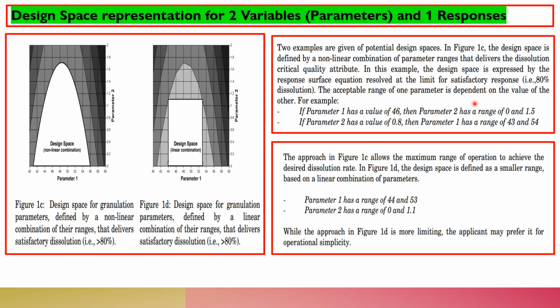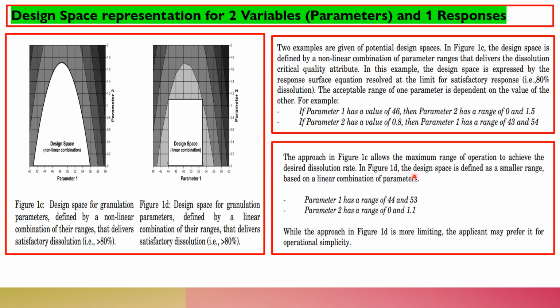The acceptable range of one parameter is dependent on the value of the other. For example, if parameter 1 has a value of 46, then parameter 2 has a value of 0 to 1.5. I think it will be difficult to see in the graph, but you can consider it like that. If this is the parameter 1 value and this is the parameter 2 value, we can directly understand from wherever we put our cursor, we will add a flag in the software, we will get the parameter 1 value and parameter 2 value, and inside this white area the dissolution will be more than 80%. If we go outside this white area, then dissolution will fail, it will be less than 80%. The approach in Figure 1C, which is the non-linear relationship, allows the maximum range of operation to achieve the desired dissolution rate.